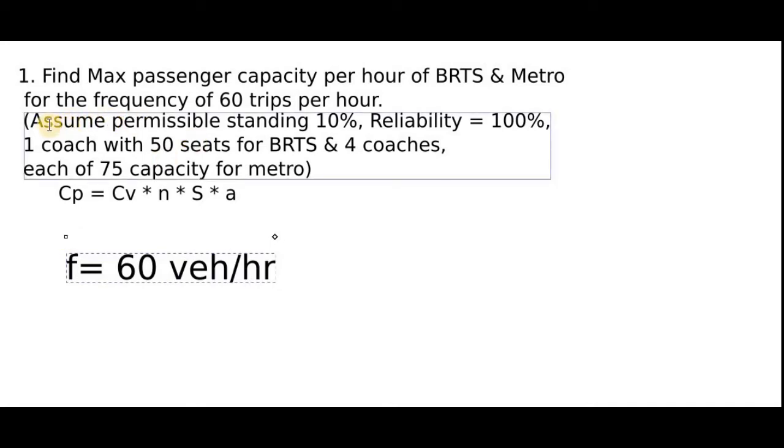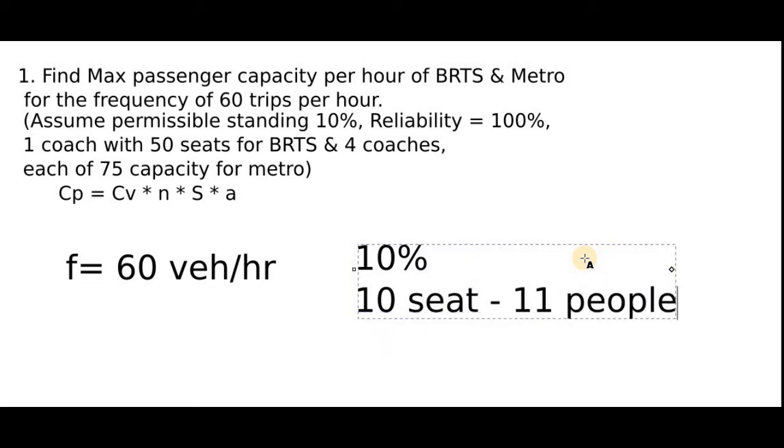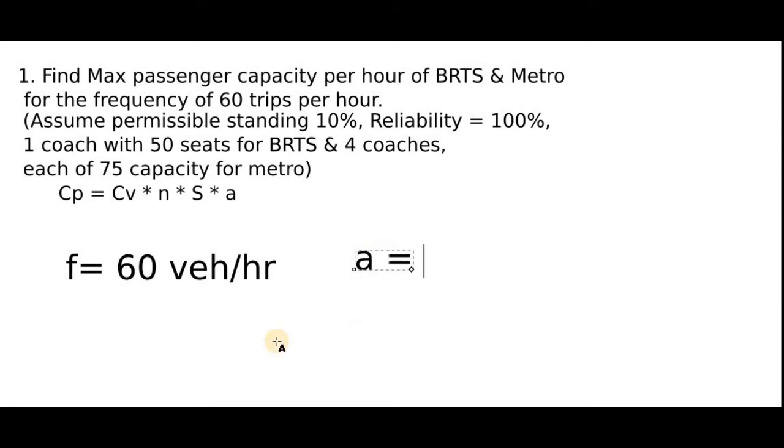We have also been told to assume a few things. Permissible standing is equal to 10%. What they mean by this is that it's okay if 10% of people are standing. Basically, if there are 10 seats, then they are fine with 11 people traveling in that compartment, one person standing. This is your A, your load factor, so it becomes 1.1.